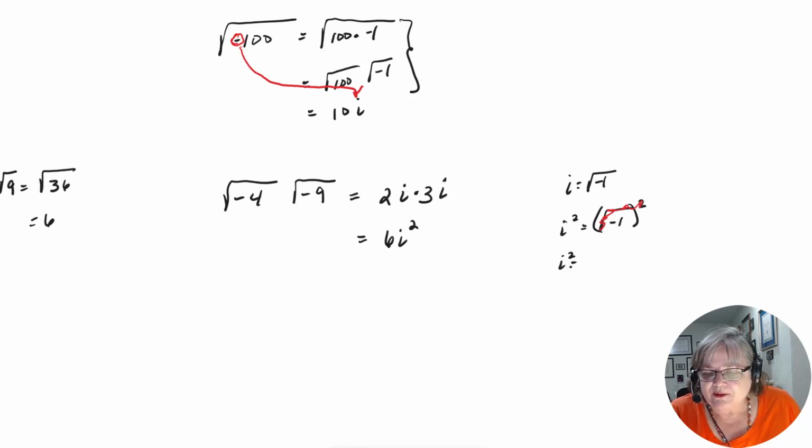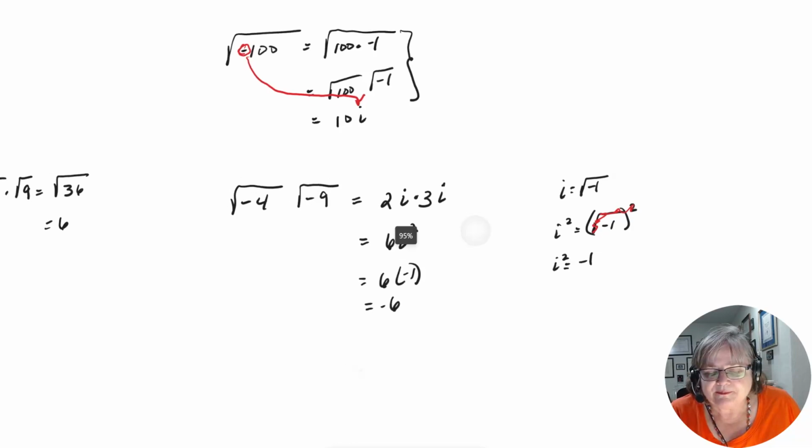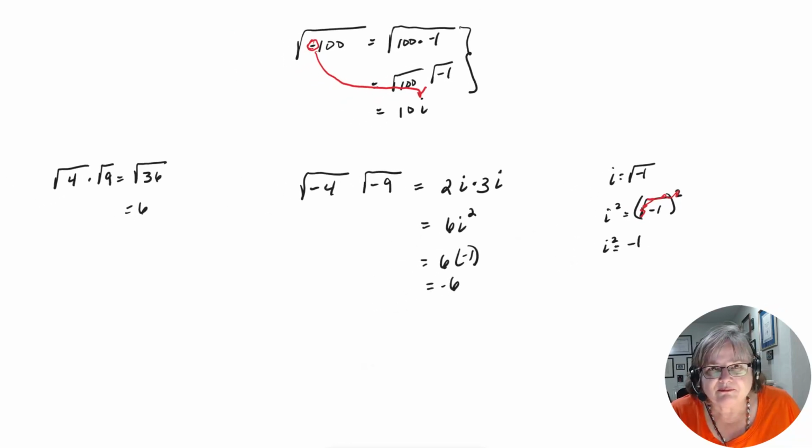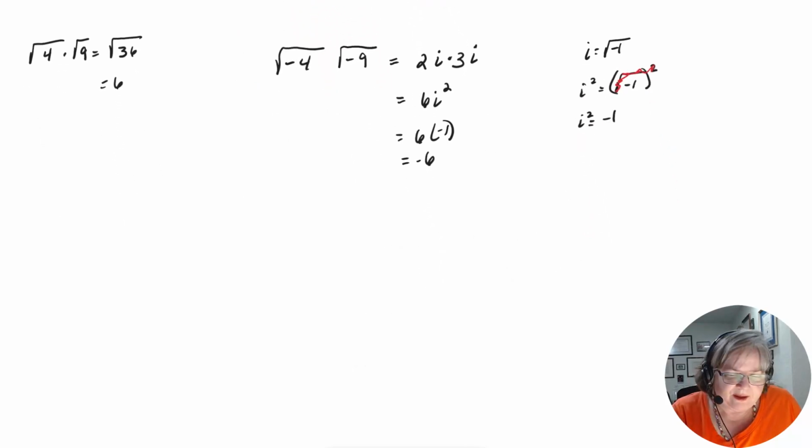So i squared is actually a negative 1. So I can clean this up. So this is 6 times a negative 1, which is negative 6. See the difference? All right, so let's try another.